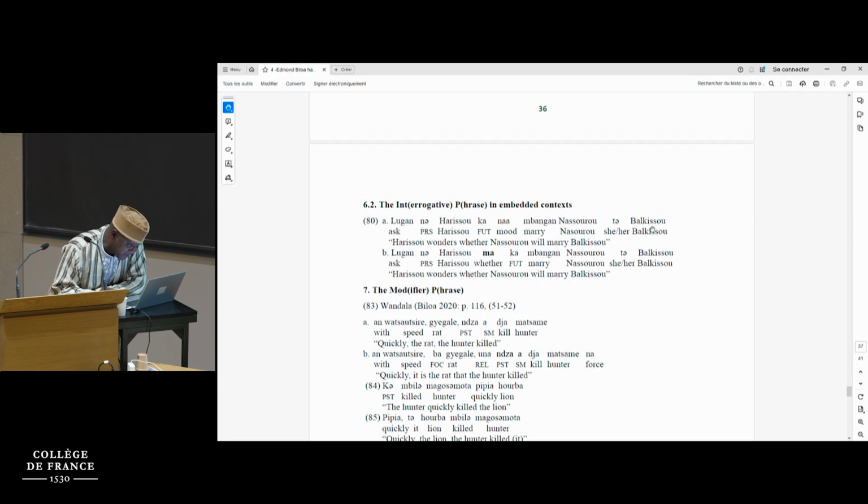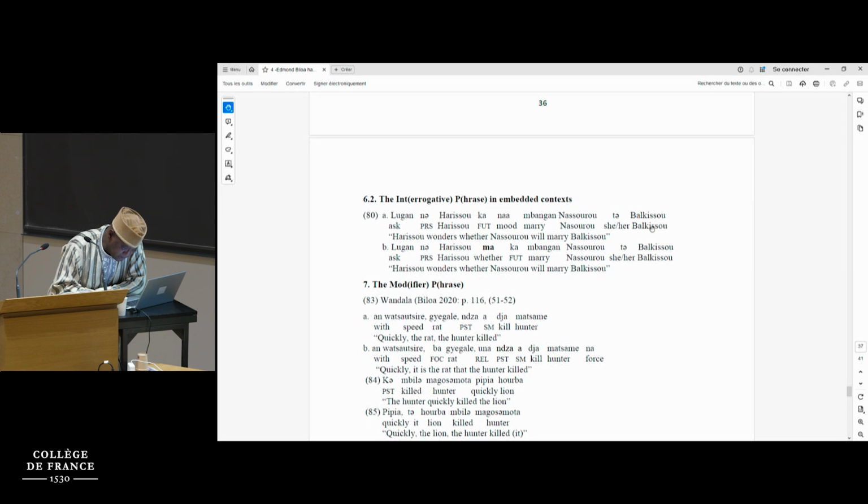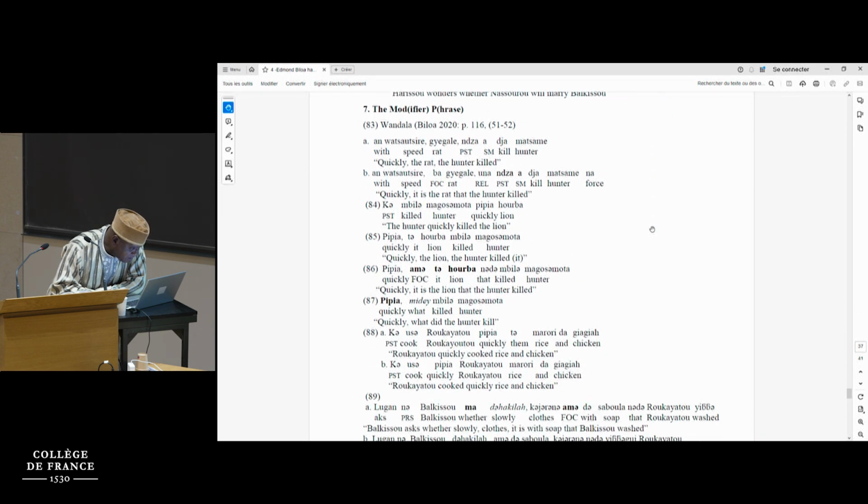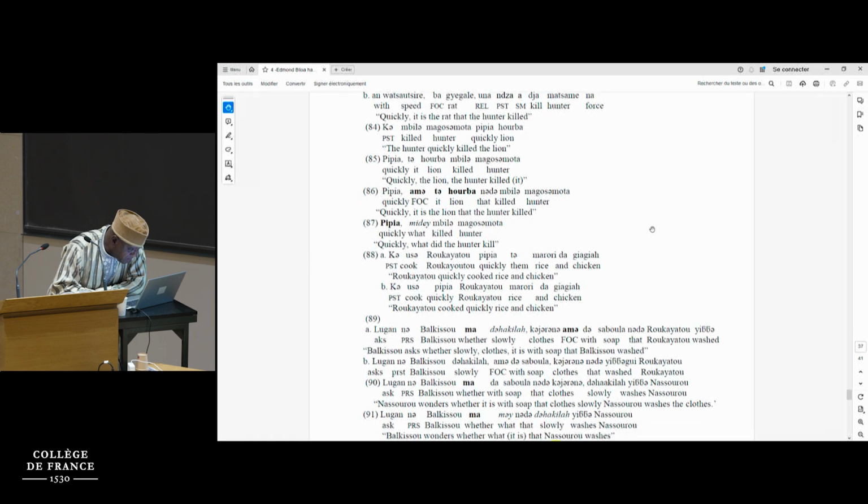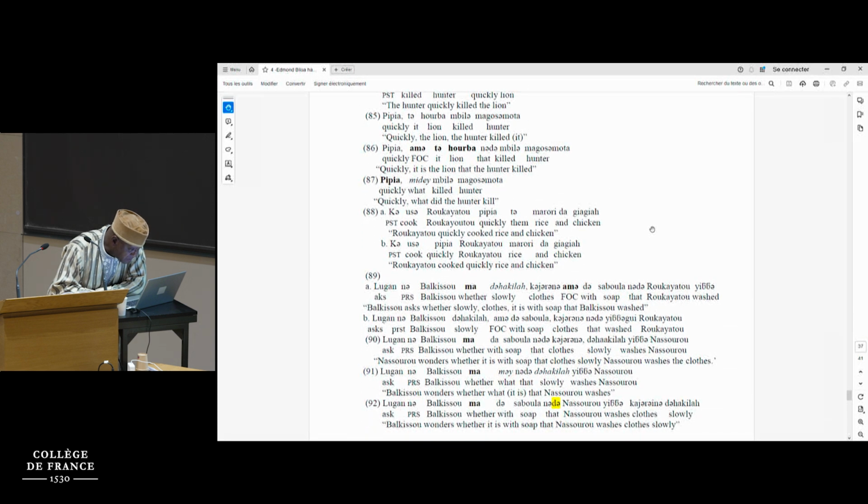Next, we talk about the modifier phrase. What we are interested in is finding out what happens when you have the indirect question complementizer ma, and when you have a modifier phrase like slowly, followed by a focalized constituent. What happens in this language? You can have the indirect question complementizer ma, followed by a topic. In this case, the modifier is topicalized, and followed by a focus constituent.